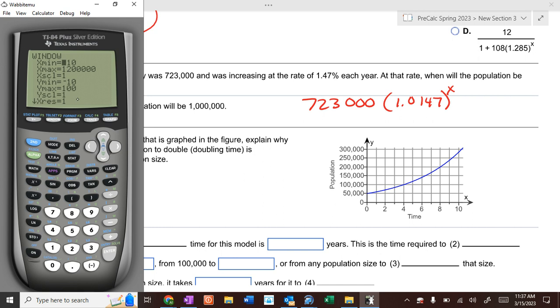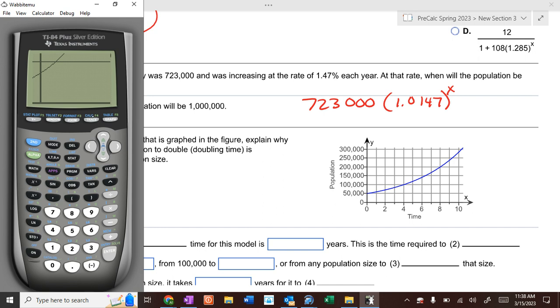Where's my window? Oh, I did the X and Y wrong. I did them backwards. This is 100, and this is 1.2 million. Now if we graph it, there we go. There's my 1 million. There's the one that crosses it.